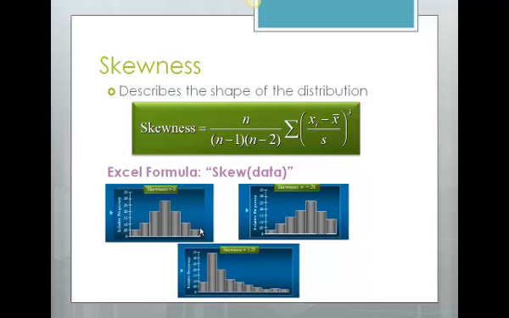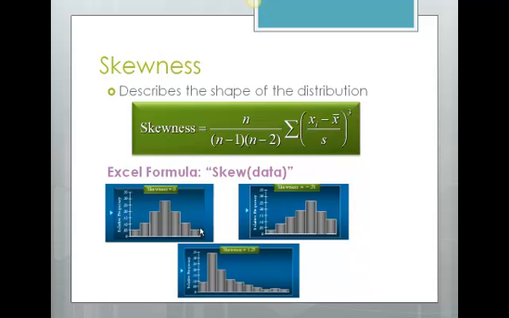The mean and the median are equal. Our next data set is skewed to the left. That's known as a negative skewness, where the mean is less than the median. And our final data set down at the bottom is skewed to the right, which is known as positive skewness, where the mean is greater than the median.